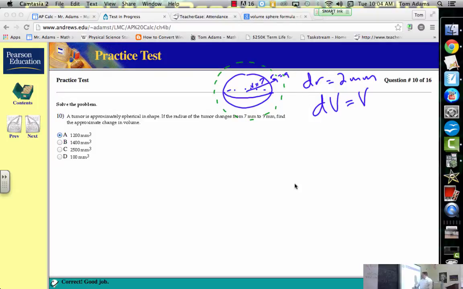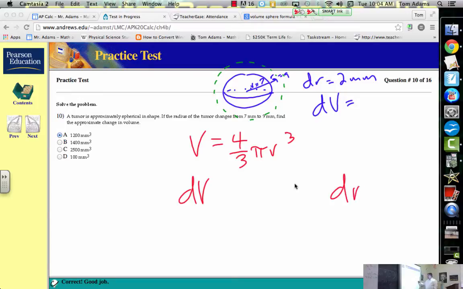So the first thing we want to do, because we want to know the change in volume, is start with the volume of a sphere, which is 4/3 pi r cubed. And then we take the derivative. Now, the derivative of the volume is with respect to r, because V is dependent on r. Those are the only two real variables in the equation. So 4/3 pi, those are all constants, and those stay here.